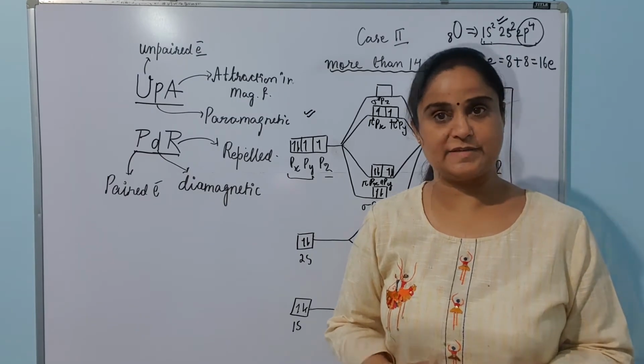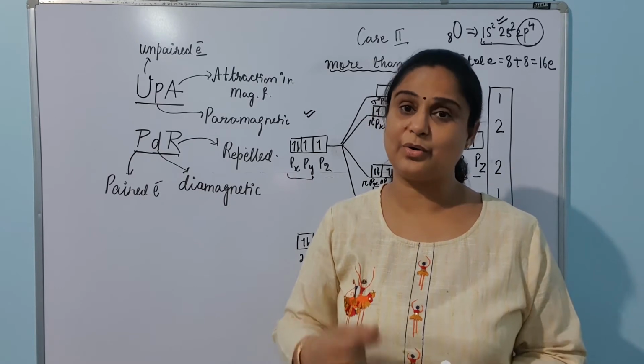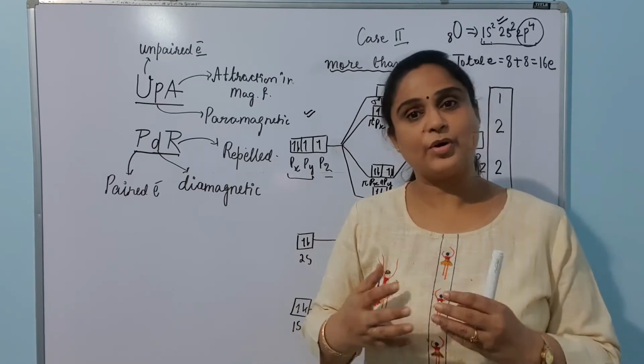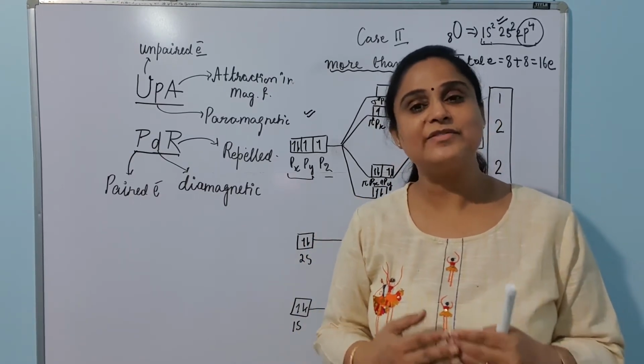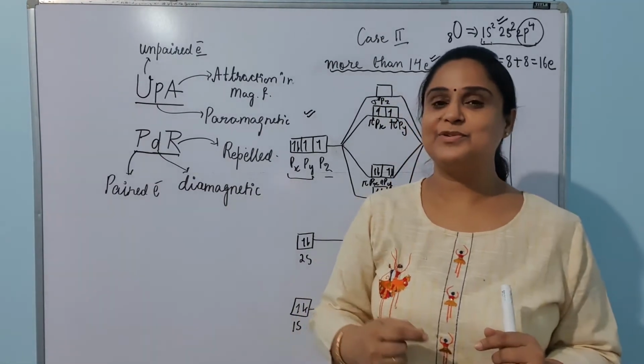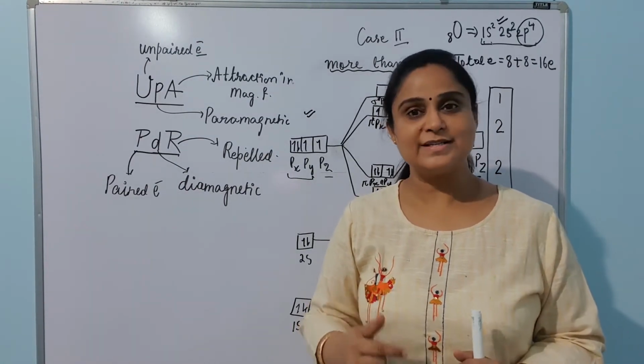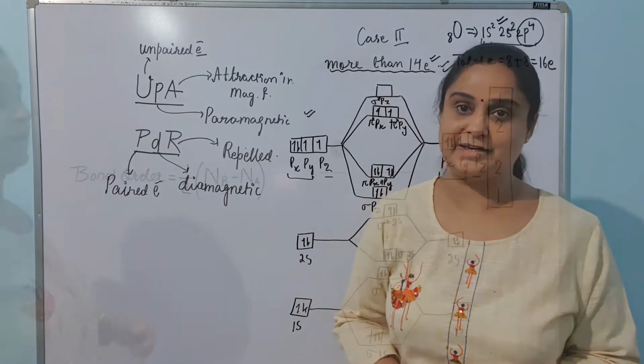behavior of that species. Now I am going to give you a new concept, that is bond order of the molecule. This bond order can be calculated by using a very simple mathematical formula, but it is not useless. It is going to give you very important information regarding the molecule. So let us see how this bond order can be calculated.